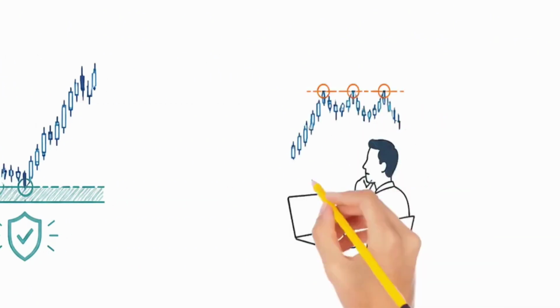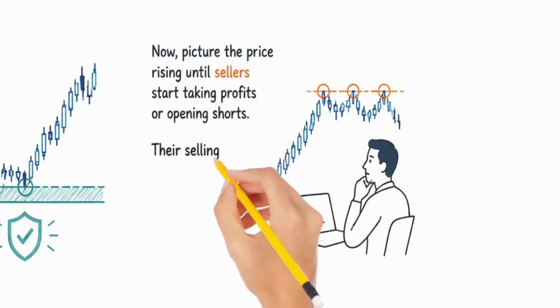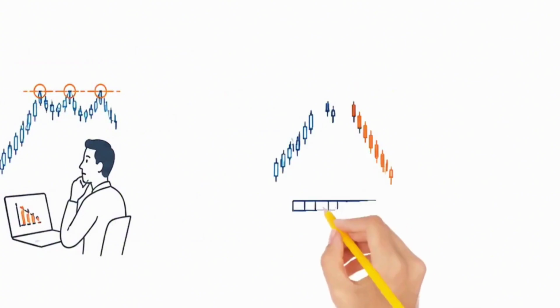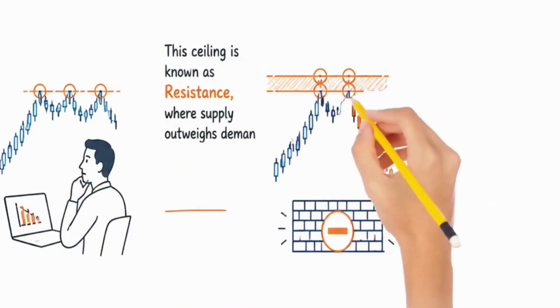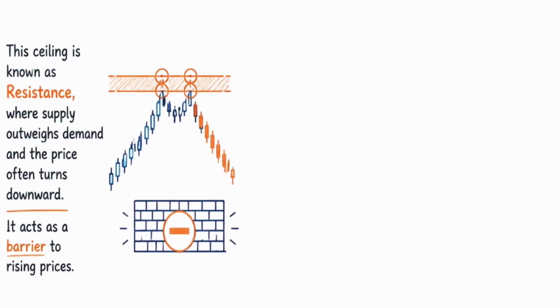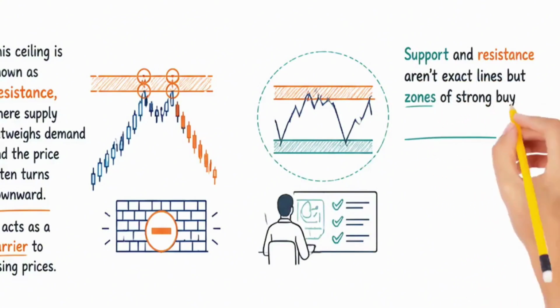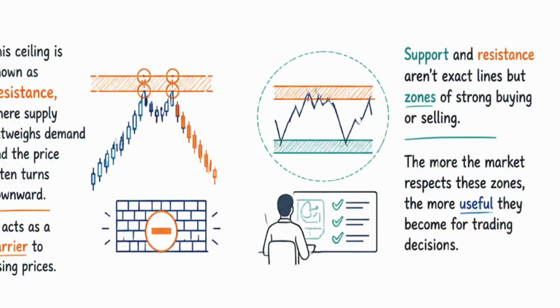Now, picture the price rising until sellers start taking profits or opening shorts. Their selling pressure creates a ceiling that limits further gains. This ceiling is known as resistance, where supply outweighs demand and the price often turns downward. It acts as a barrier to rising prices. Support and resistance aren't exact lines but zones of strong buying or selling. The more the market respects these zones, the more useful they become for trading decisions.